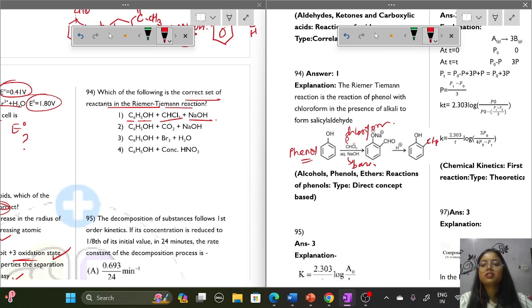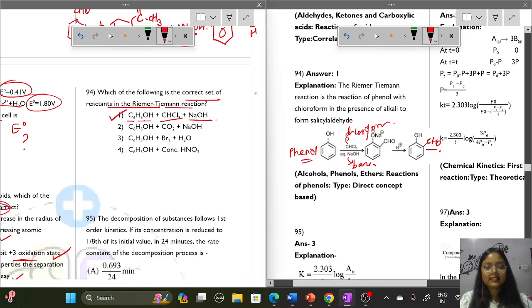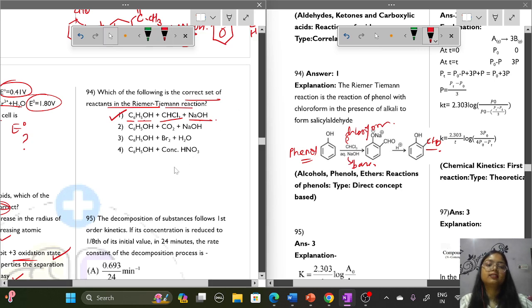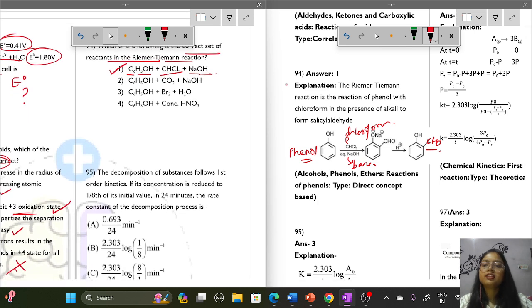Okay, here CHO is formed. So option number 1 only is correct because phenol and chloroform and base are required for a Reimer-Tiemann reaction to take place. Okay. What is the name of this compound? It is salicylaldehyde.